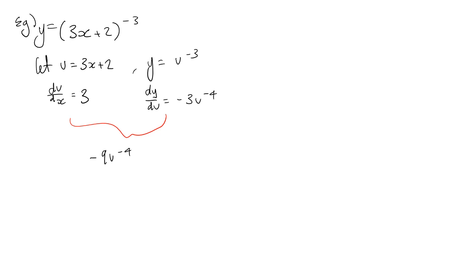Resubstitute u equals 3x plus 2. We get negative 9 times 3x plus 2 to the power of negative 4. And that is the derivative. So y dash equals negative 9 bracket 3x plus 2 to the power of negative 4. And that's the derivative of our original function. If we want to change the negative indice to a positive, we can just put the 3x plus 2 in the denominator and that to the power of 4.